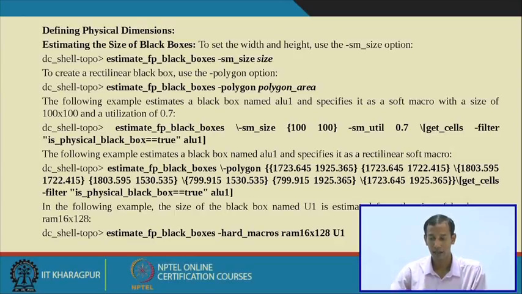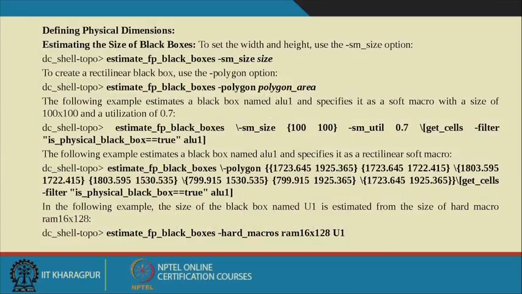Now as I said, this is a soft macro. If I want to design a hard macro like RAM blocks, how can I do that? The same thing can be done: estimate_fp_black_boxes -hard_macros with the RAM of 16 by 128 with the name U1. So the RAM size is 16 into 128 and the name is U1.